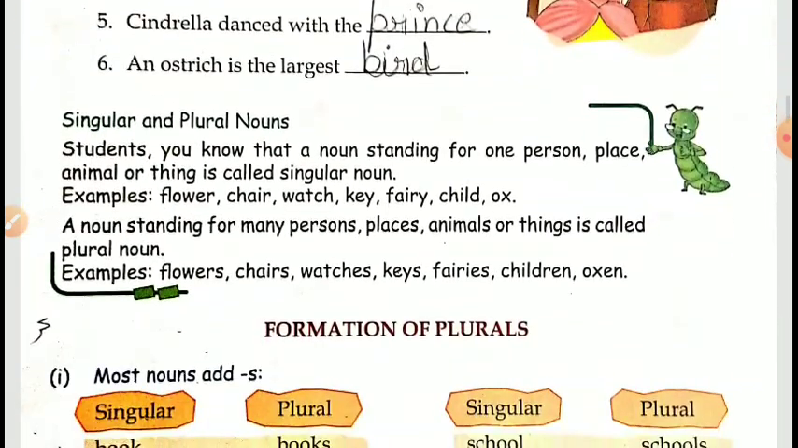Then, students, singular and plural nouns. When a noun stands for one person, one place, one animal, or one thing, it is called a singular noun. Try to remember that the word single means one, and singular is made from the word single. So singular noun stands for one thing, one animal, one place, or one person, while plural noun stands for more than one. A noun standing for many persons, places, animals, or things is called a plural noun.